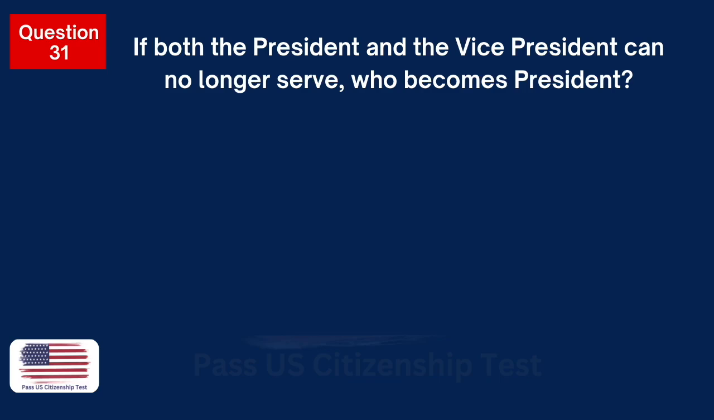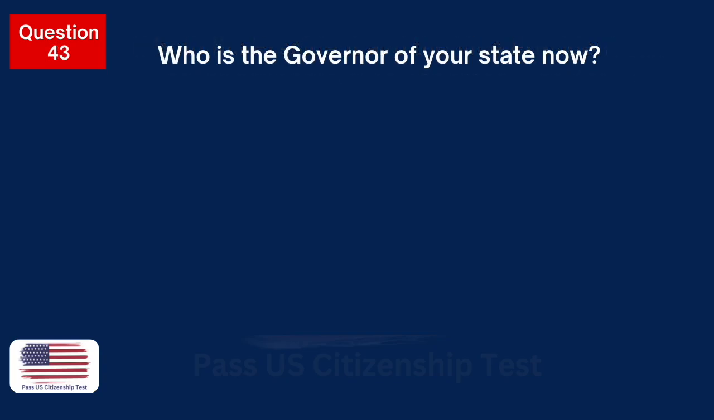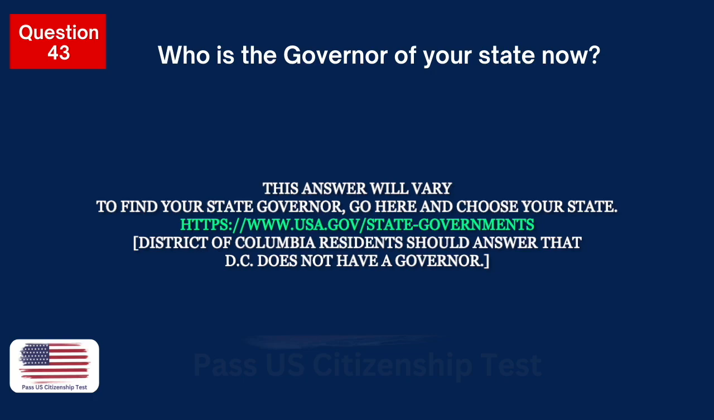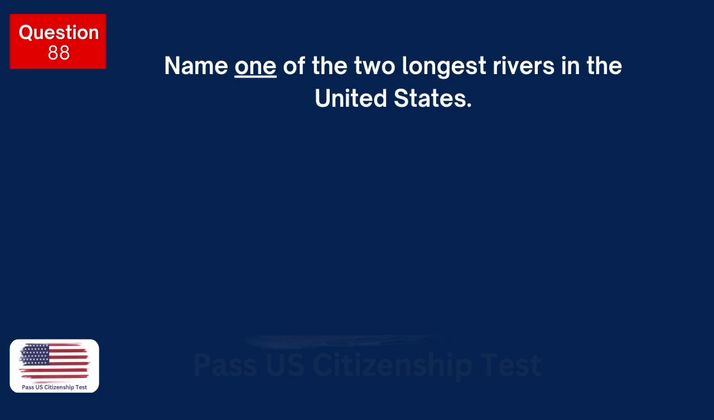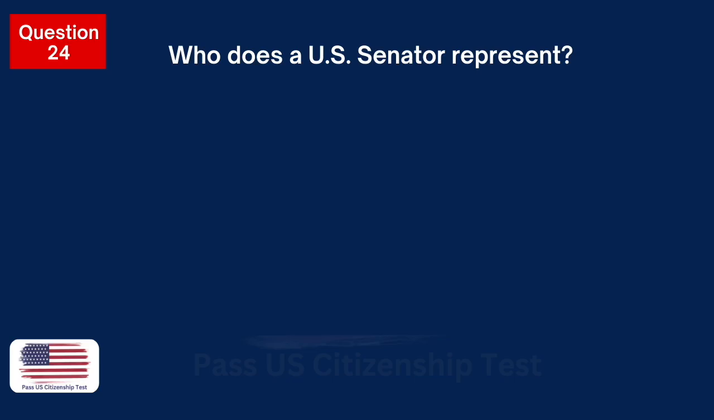If both the president and the vice president can no longer serve, who becomes president? The Speaker of the House. Who is the governor of your state now? Name one of the two longest rivers in the United States. Missouri River. Who does a U.S. Senator represent? All people of the state.